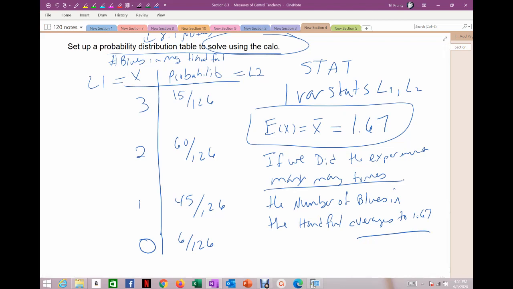Alright, so that's probability distributions. The very last thing from 8.3 is still looking at probabilities, but it's looking at our special type of probability, the binomial case, and it is done differently than this. And so that's the last part of this set of notes.